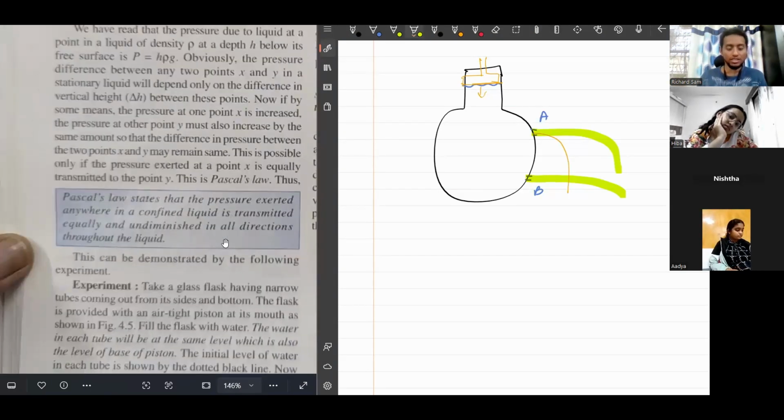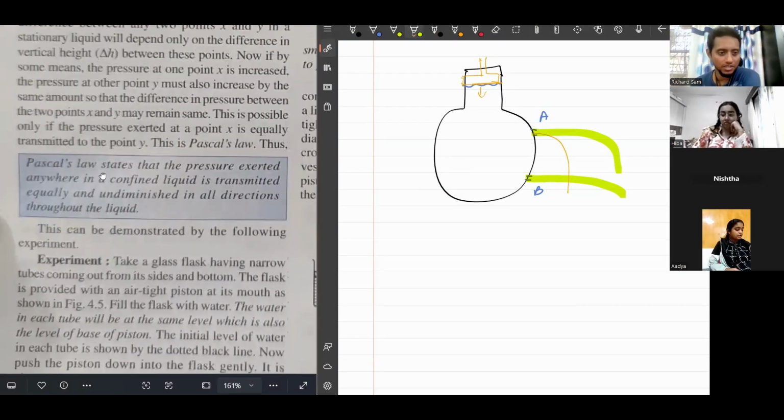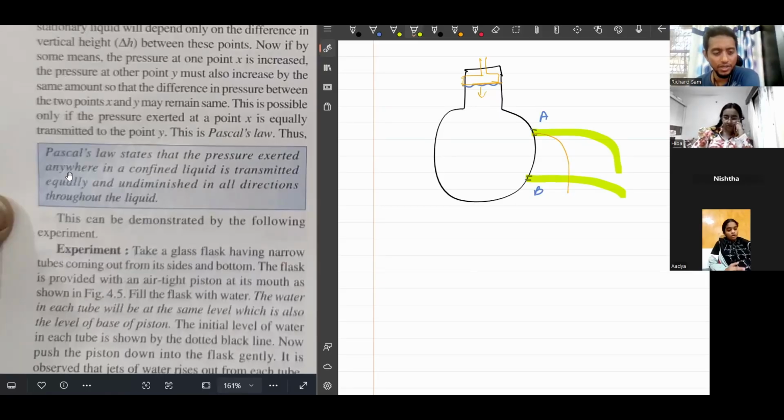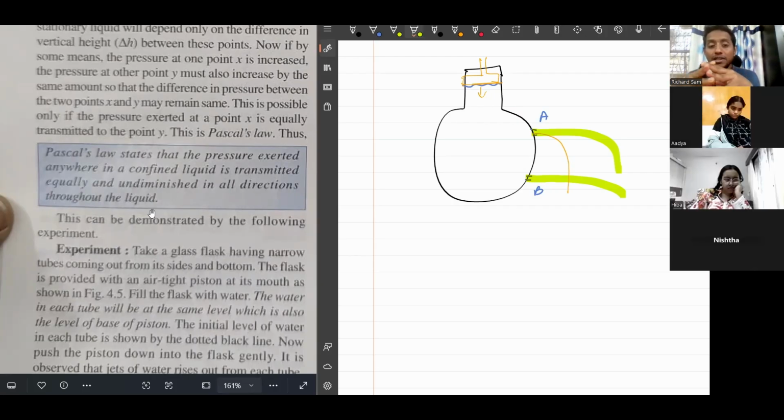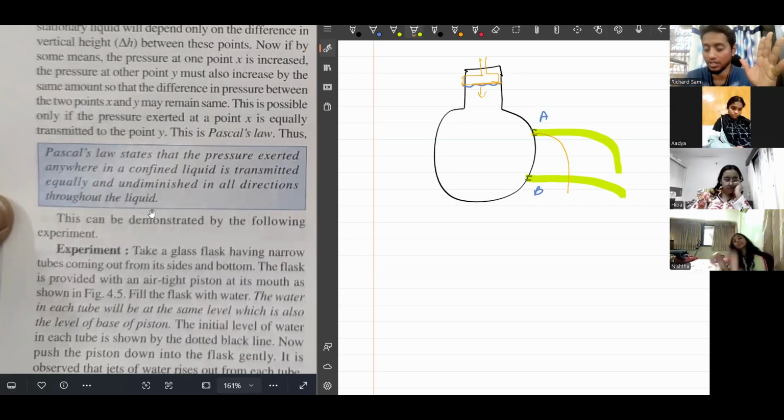So this is given by Pascal's law. Pascal's law states that the pressure exerted anywhere in a confined liquid is transmitted how? Equally and undiminished in all directions throughout the liquid. When pressure is applied in a liquid, what happens? That pressure is transmitted equally and undiminished in all directions throughout the liquid.